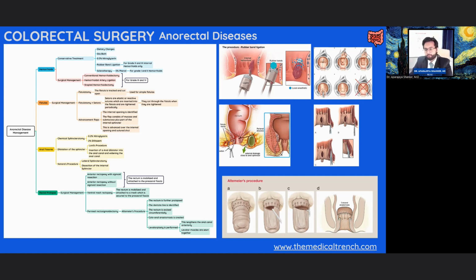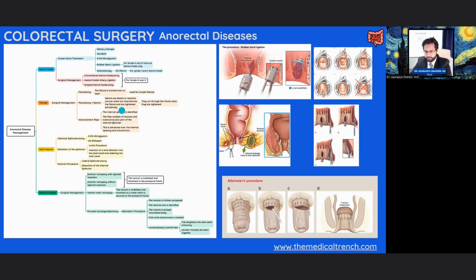Of course, you have a band ligation as well, but the point with band ligation is that it is not always used anymore. It is better to use a hemorrhoidal artery ligation. Rubber band ligation is a more conservative treatment because you are still going to have symptoms eventually, and the patient is going to come back for surgical management anyway, right?